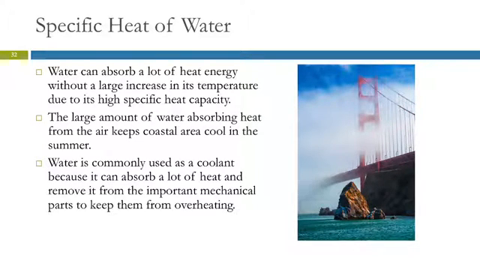So water has a very high specific heat capacity. It was 4.184. Everything else there was much less. That means that water can absorb a lot of energy without changing its temperature very much. And this has a huge influence on our climate. So here's a picture of the Golden Gate Bridge in San Francisco. There's a lot of water surrounding the peninsula, this San Francisco peninsula there.